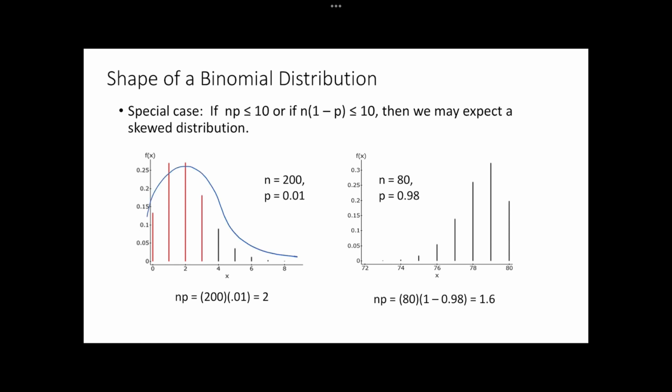On your right, we have a distribution where if I multiply n, 80, times 1 minus p, I get 1.6, which is less than 10. And this distribution is skewed to the left. The spread is further to the left.